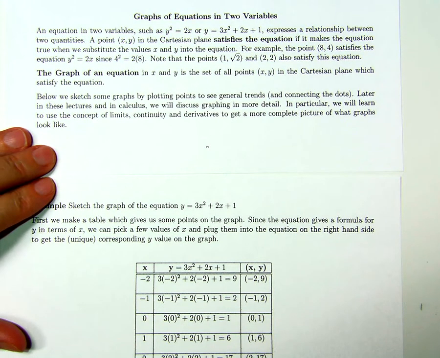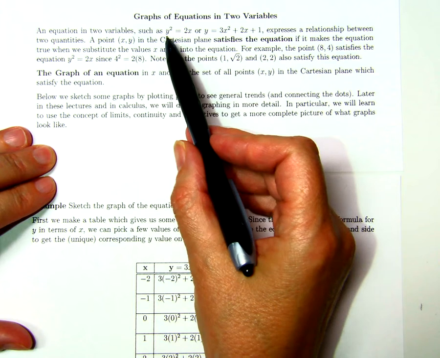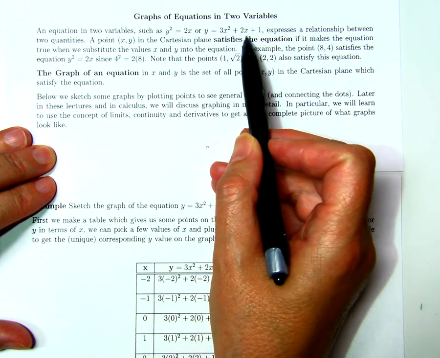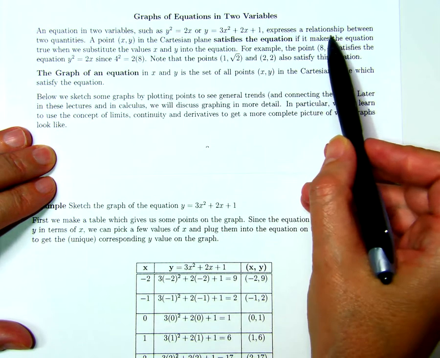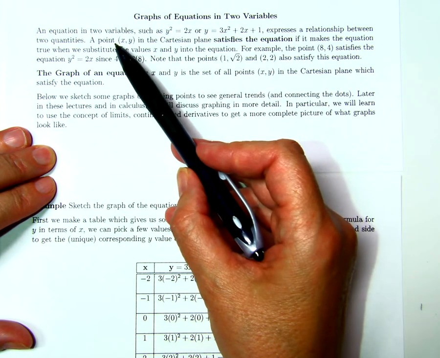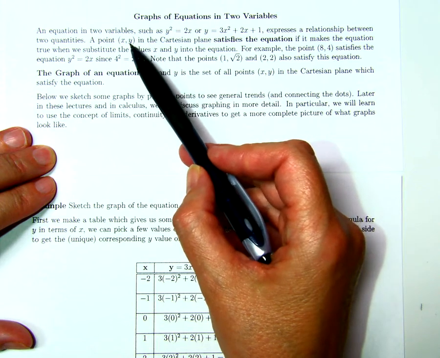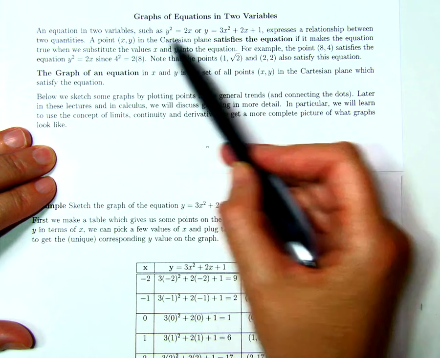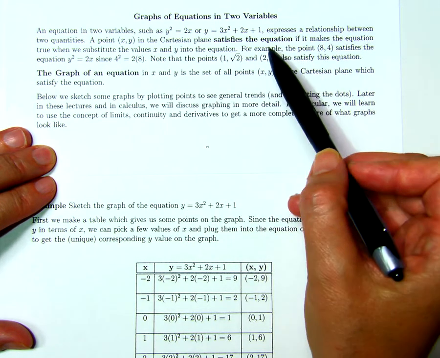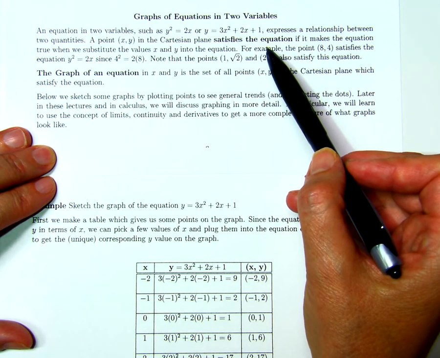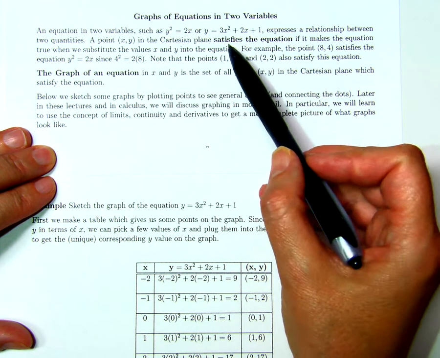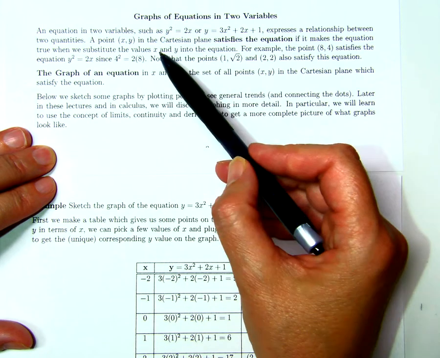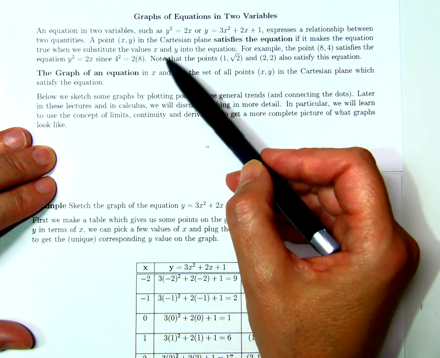An equation in two variables, such as y squared equals 2x or y equals 3x squared plus 2x plus 1, gives us a relationship between two quantities. And not every pair x and y satisfy these equations, and a point (x, y) which does satisfy the equation gives us a point on the graph of the equation. So we say this point satisfies the equation if it makes the equation true when we substitute the values of x and y into the equation.